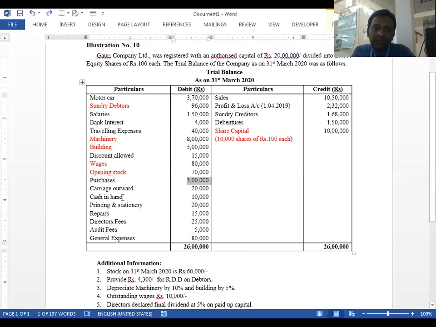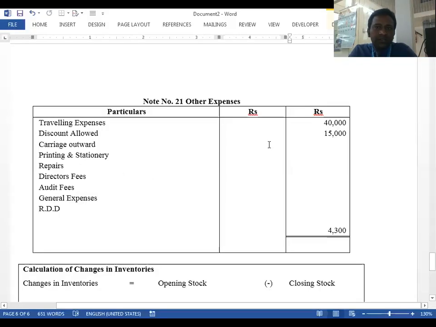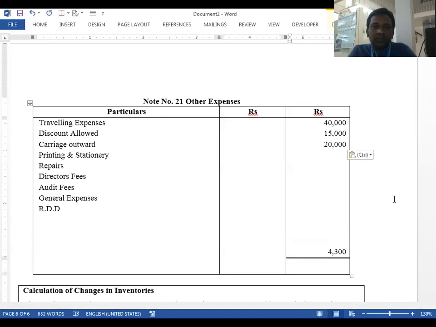Then carriage outward. If carriage inward is given, it is added in the purchases, but here carriage outward is given, so it is transferred to other expenses. Other expenses, that is notes number 21. Notes number 21. See here, carriage outward.